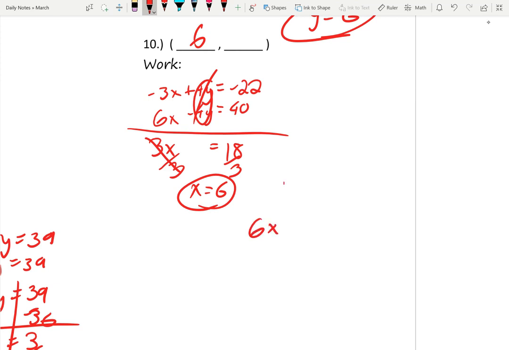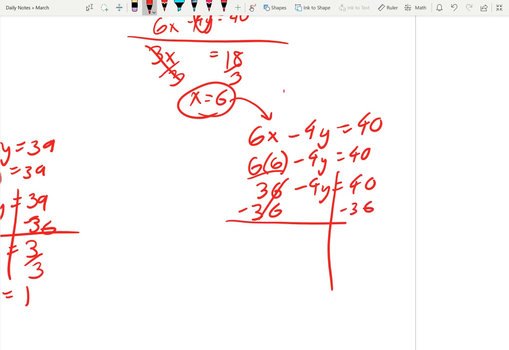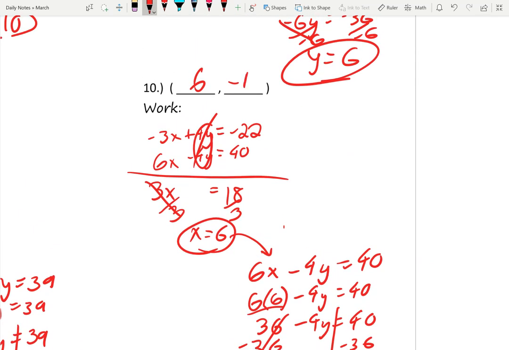So the second equation was 6x minus 4y equals 40. And I'm going to plug that 6 into x. So we're going to have 6 times 6 minus 4y equals 40. And when I multiply this together, 6 times 6 is 36. I'm going to subtract that 36 to cancel it out. So negative 4y is equal to 4. And then divide by negative 4. So we end up with y is equal to negative 1. And there's our final answer.